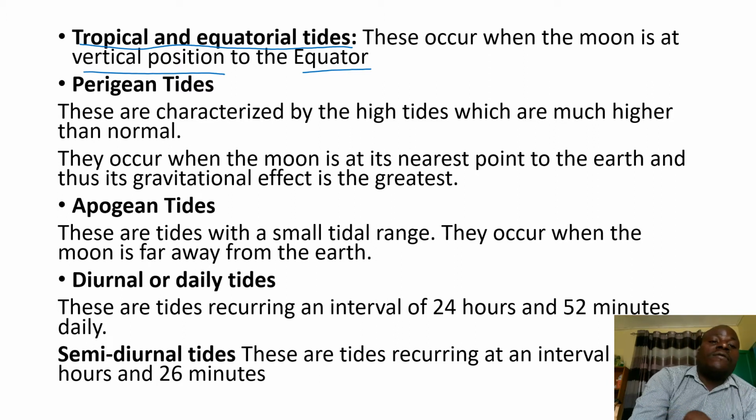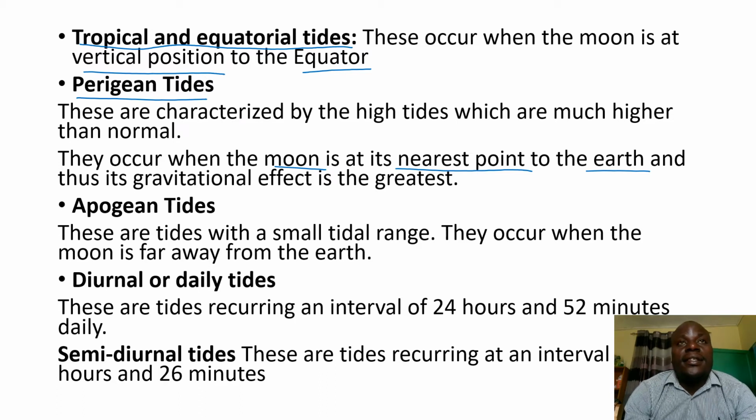We have Perigean tides. These occur when the moon is at its nearest point to the earth, and this means the gravitational force here is high. The moon is closer to the earth. That's when Perigean tides occur. They are characterized by high tides which are much higher than normal.